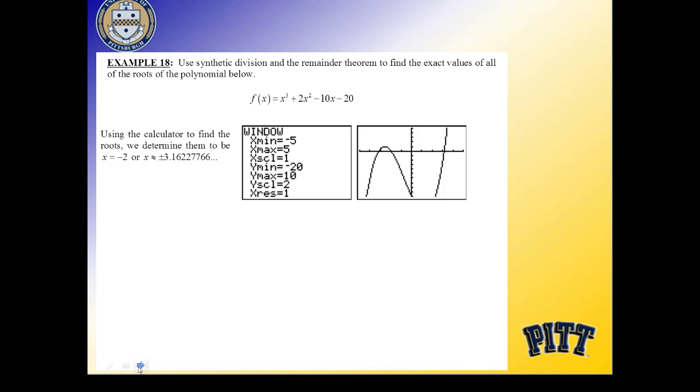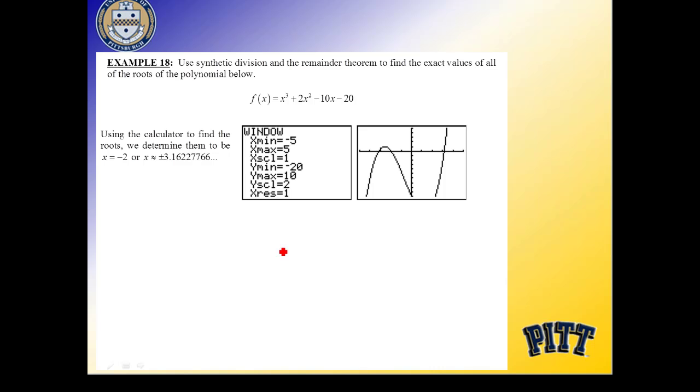But for here, what you're seeing is that I graphed this on a calculator. I'm showing you that I'm putting in y equals x to the third power plus 2x squared minus 10x minus 20. On a window on my calculator, I set the minimum of x to be negative 5, the maximum to be 5, the y minimum to be negative 20, the y max to be 10, and the y scale to be 2.